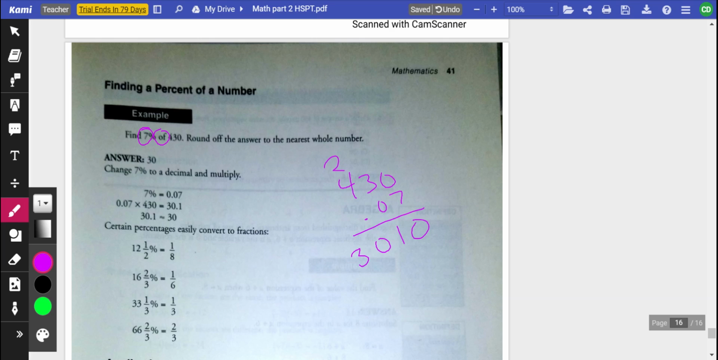How many decimal places are in my problem? There are 2. So I end up with 30.1. Did they tell me to round off? Yes, they told me to round off to the nearest whole number. So that's why they get approximately 30 as our final answer here.